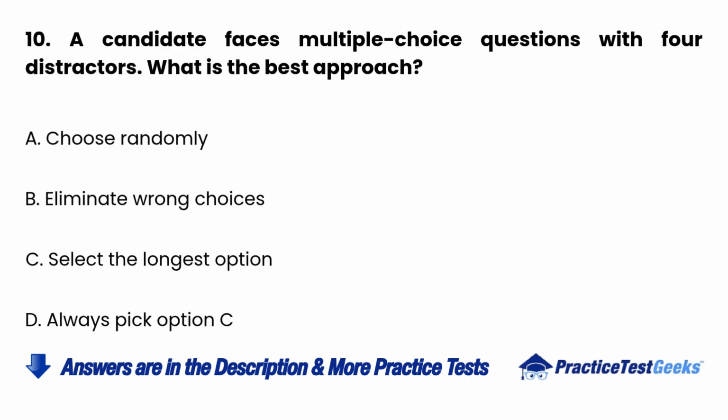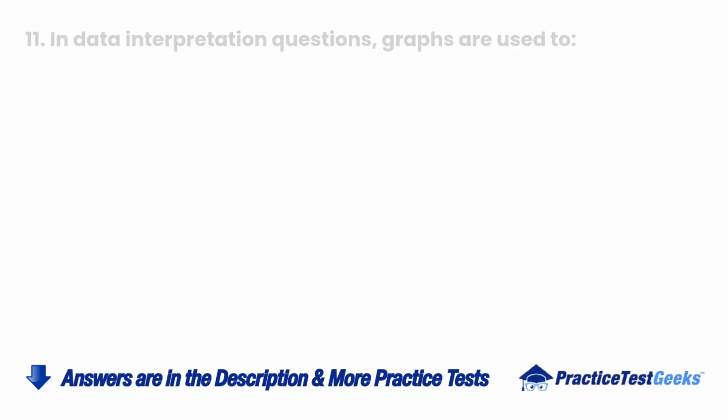10. A candidate faces multiple choice questions with 4 distractors. What is the best approach? A. Choose randomly. B. Eliminate wrong choices. C. Select the longest option. D. Always pick option C.